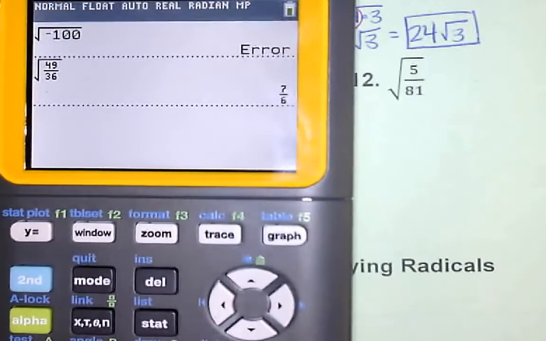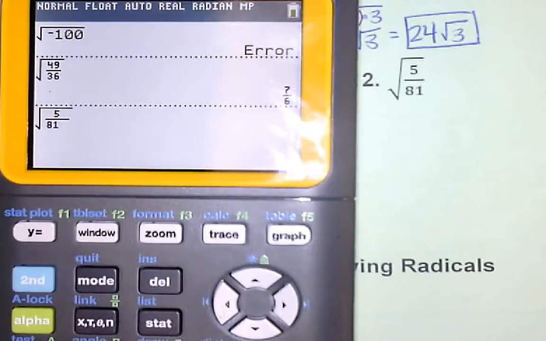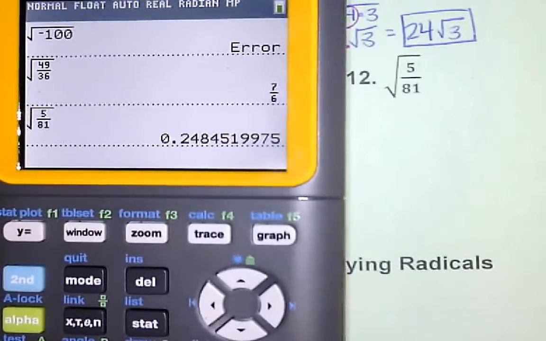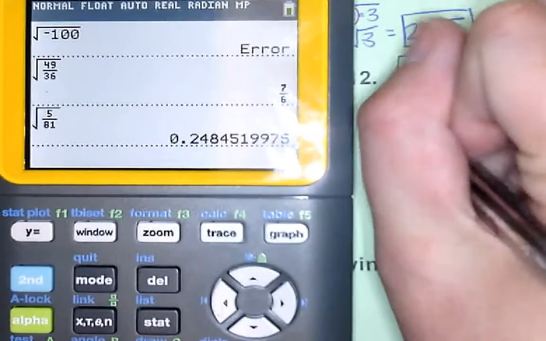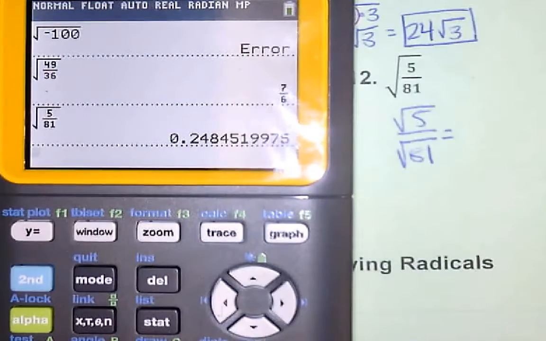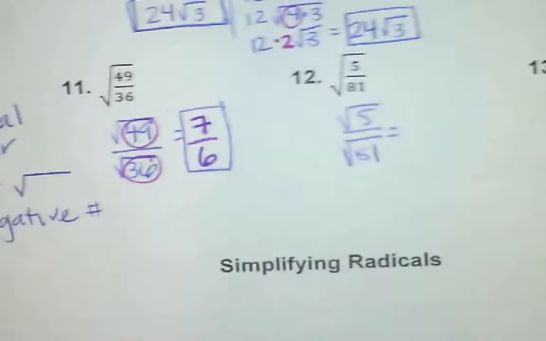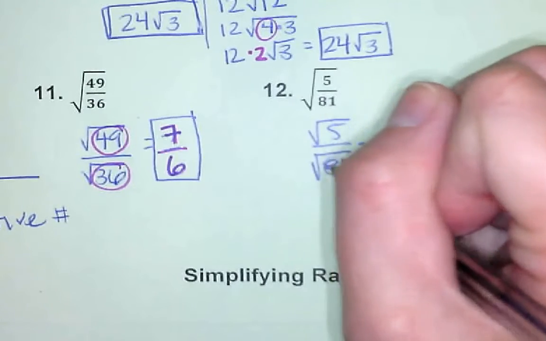I got sad news. This one's not going to be pretty. It's going to be a really tiny little decimal there. Square root of 5/81. So I'm going to rewrite that as the square root of 5 over the square root of 81. And guys, can I simplify the square root of 5? No, there are no perfect squares that go into the square root of 5, so that stays as it is.